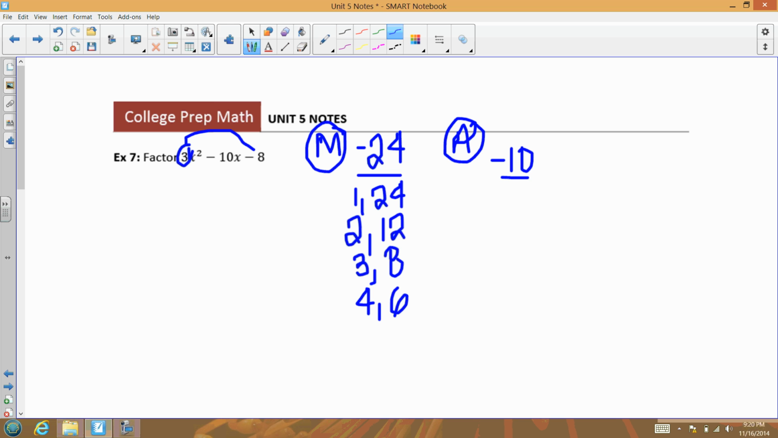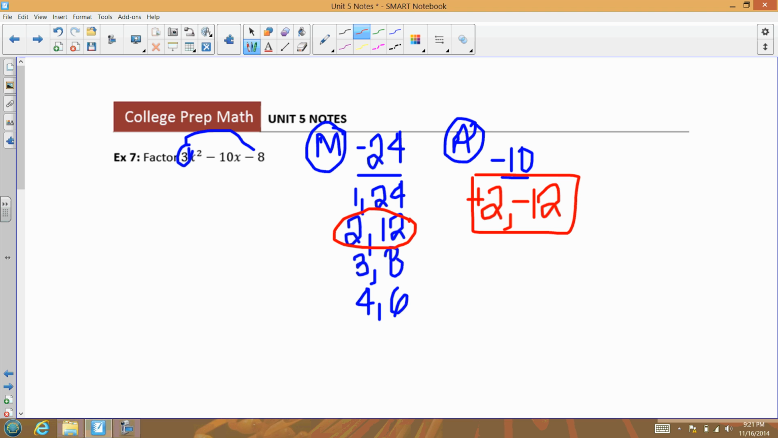And I'm trying to add to negative 10. So since I'm multiplying to a negative, I know that I have to have opposite signs. And in order to add to negative 10, the only way that I'm going to be able to do that is if I use 2 and 12. And 2 is going to be the positive number, and 12 has to be the negative so that it stays negative. So here are my two numbers.